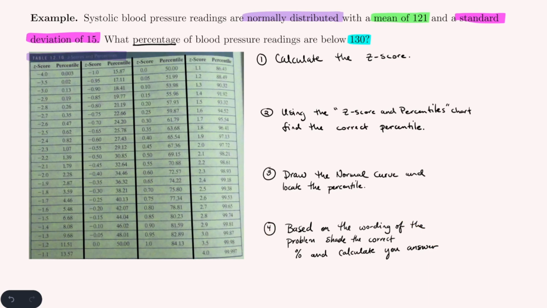And then once we get to step 4, we'll pay attention to the phrase of below. So for now, let's calculate the z-score. We know the formula is data value minus mean divided by standard deviation. So in this problem, our data value is 130 minus a mean of 121 divided by a standard deviation of 15. Now, 130 minus 121 is 9. Divide that by 15, and if we type that into our calculator, we get a z-score of 0.6. We look in our chart for where 0.6 is as a z-score, and we see it corresponds to the 72.57 percentile. So a z-score of 0.6 is a percentile 72.57.